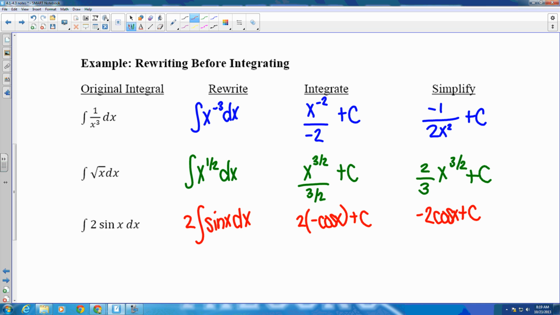Somebody asked me, well, do we need to put that 2 with the c, 2c? Well, we don't have to because it's a constant. So 2c is still a constant, so you actually don't need to write it as 2c. It is implied, but you don't need to rewrite it as that.